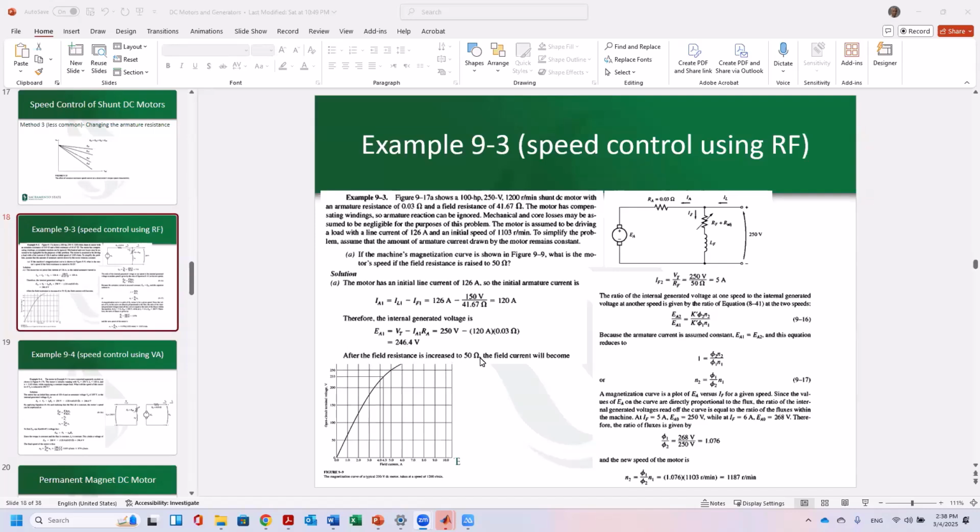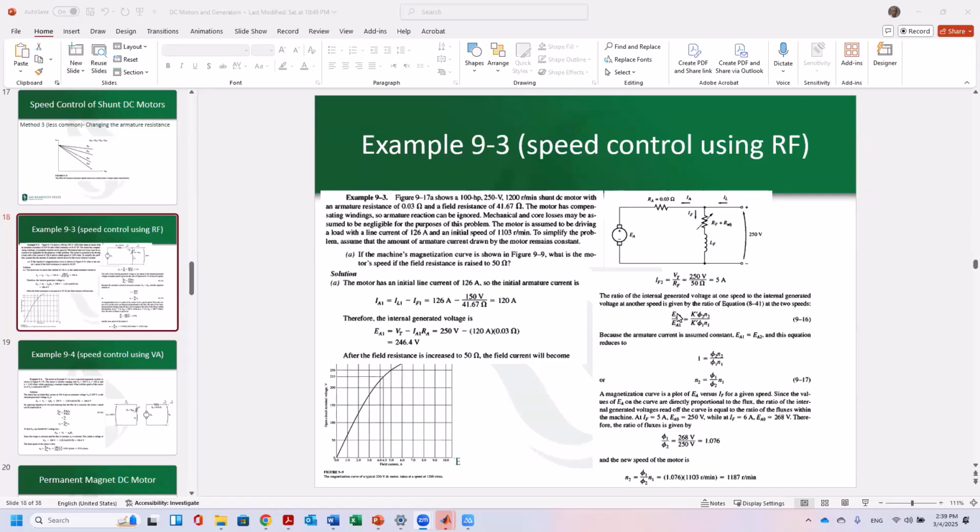When the field resistance is increased to 50 ohms, we're going to determine what the excitation current would be, which is Vt, the terminal voltage of the motor, which is constant and doesn't change, over 50 ohms, the new field resistance. That gives us a 5 amps value. Now we're going to use the same famous equation, E is K phi ω, or K prime phi N.